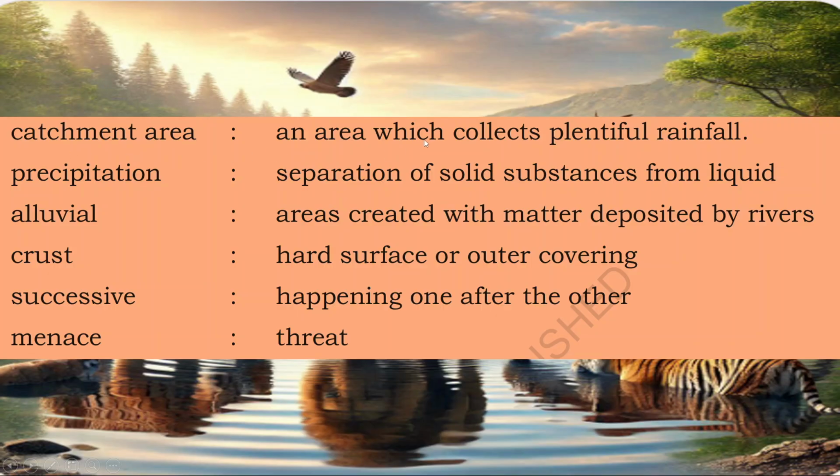Catchment area: an area which collects plentiful rainfall. Precipitation: separation of solid substances from liquid. Alluvial: areas created with the matter deposited by rivers. Crust: hard surface or outer covering. Successive: happening one after the other. Menace: threat.